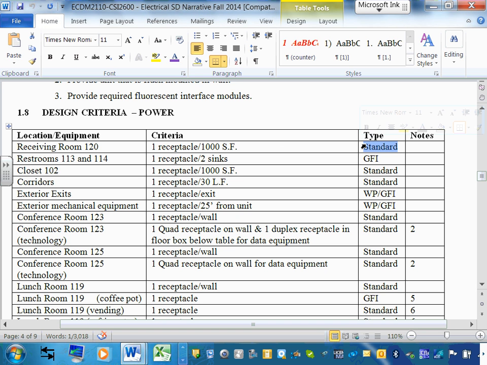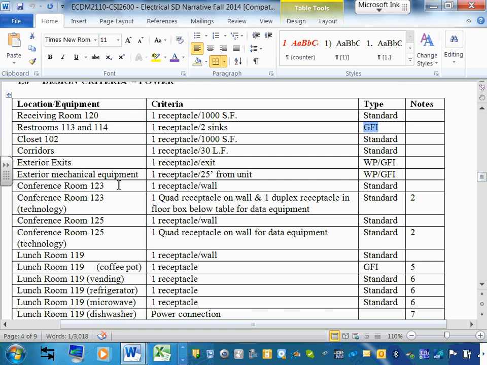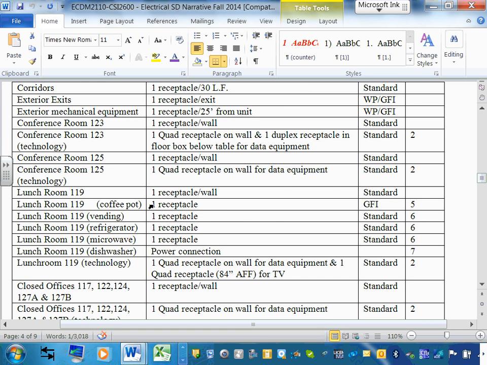And what type of receptacle do you want? Standard or GFCI? Now, GFCI is specified in the code where you need them. But if it doesn't say in the code that you need a GFCI, this is going to be a standard. Okay, restrooms, we have 113, 114. We need one receptacle per 2 sinks. That's a code requirement, and they have to be GFCI. Some of them are code, others are driven by industry.